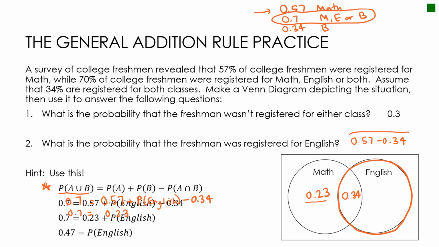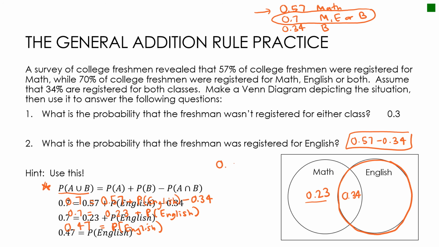0.23, because I already did it, and I figured out that's who is in math. So the probability of English plus 0.23 should be 0.7. Now if I subtract 0.23 from each side, I'm going to get 0.47, and that's going to be the probability of English. Now remember, that's 0.47 in the entire circle of English.